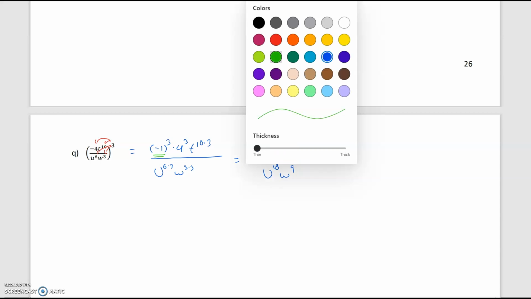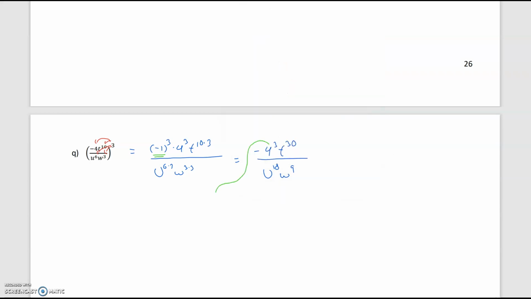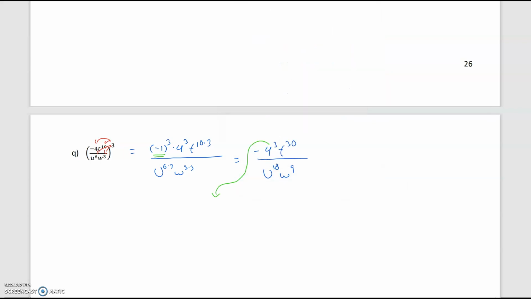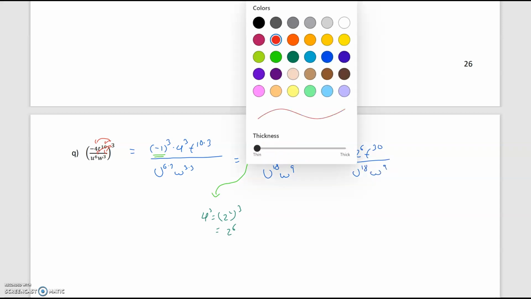And let me do the same step that I did with the actual 2 from the previous problem. So you have a 4 to the third. This is equal to 2 to the second to the third power, or 2 to the 6th. So you could express this one as -2 to the 6 t to the 30th over u to the 18th, w to the 9th as one possible answer.